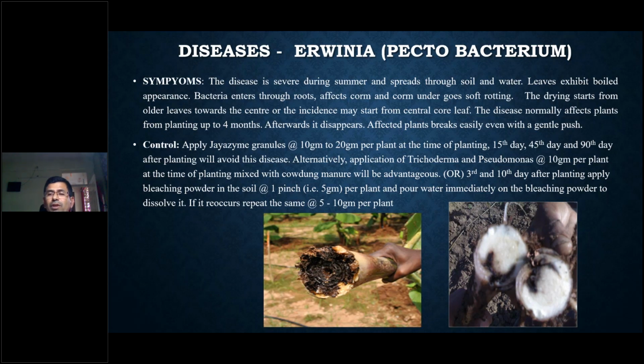One laborer should apply, and the other laborer should pour the water to dissolve the bleaching powder, so that the chlorine gas will go inside the soil and kill the bacteria. This is the concept actually. And after 1 week, you can repeat the same thing.